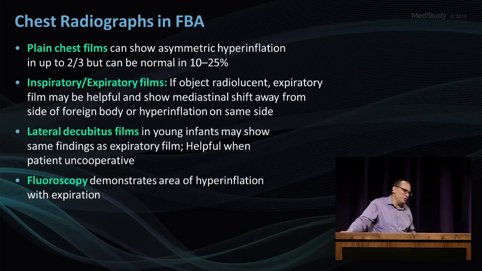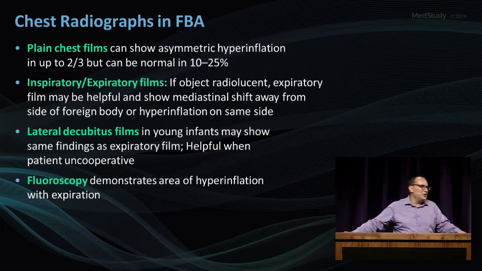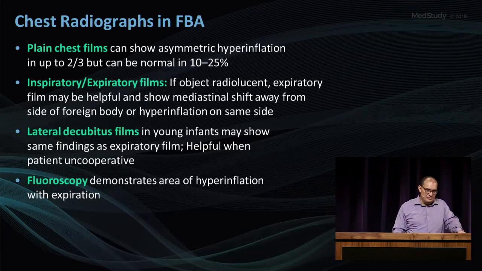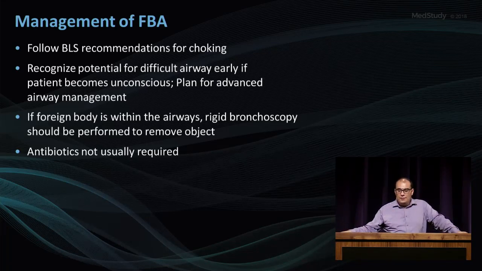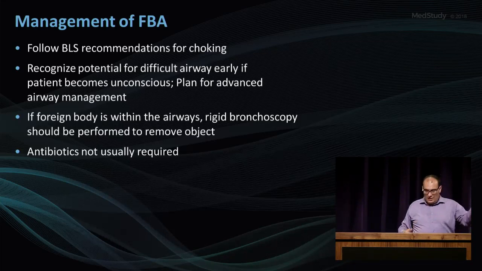And then fluoroscopy, nobody does it, because you will go and do a scope and then you will see it and remove it at the same time if you have a high suspicion. But it's an option. So you follow, if it's happening in front of you, the BLS recommendation for choking. Recognize the potential for a difficult airway, especially if it's a large airway and the patient becomes unconscious, especially if it's in the trachea, and plan for advanced airway management. You have to know that a foreign body could be ugly and the kid could become anoxic. For a foreign body, rigid bronchoscopy is used to remove it. We don't give antibiotics unless they have already developed pneumonia and it's been late, like days before that.